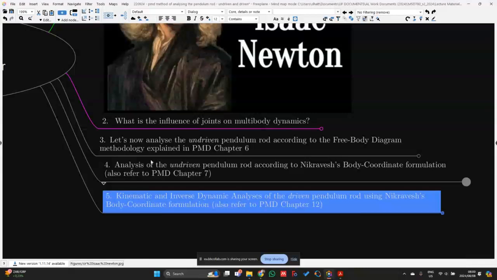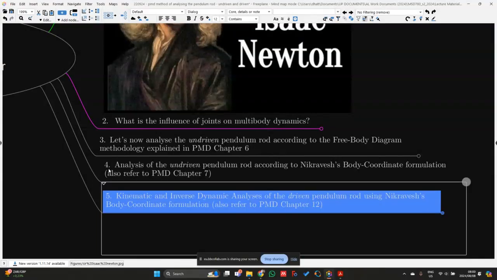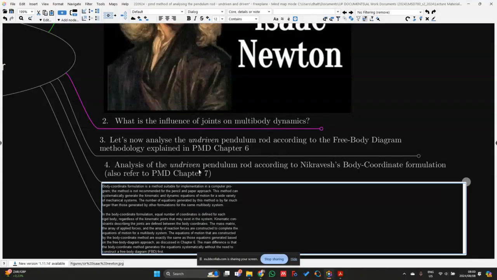Just to make a quick distinction between what we did in the previous lecture and what we're going to do today. For section 4, I've just added this undriven pendulum rod analysis statement over here. Reason being, for that case, the only force that actually worked on that pendulum rod was weight. So we didn't apply any driver or motor constraints to alter either the kinematics or the dynamics of the system.